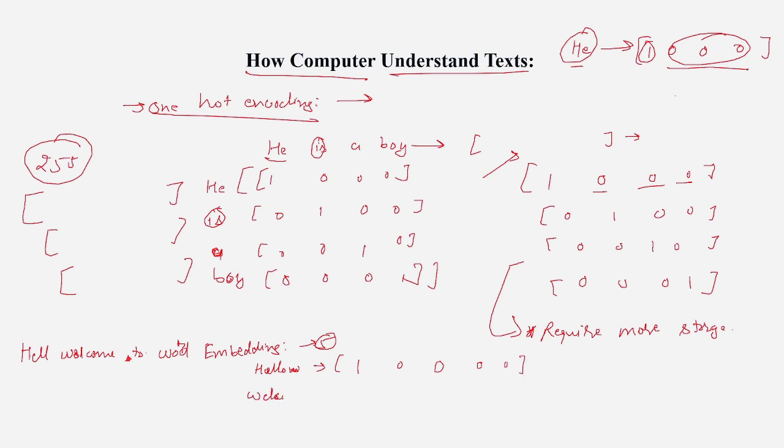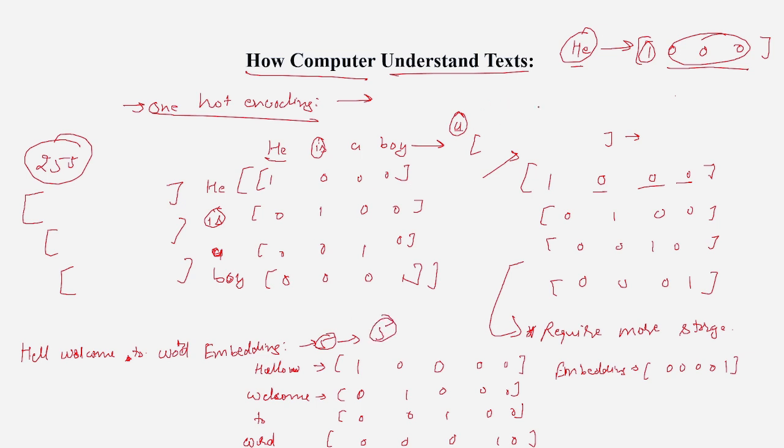Welcome again is a vector: 0 1 0 0 0. For to, we have 0 0 1 0 0. And for word, we have 0 0 0 1 0. And for embeddings, we have a vector 0 0 0 0 1. Since in the previous example we had an array of 4 length, in this example we have an array of 5 length.